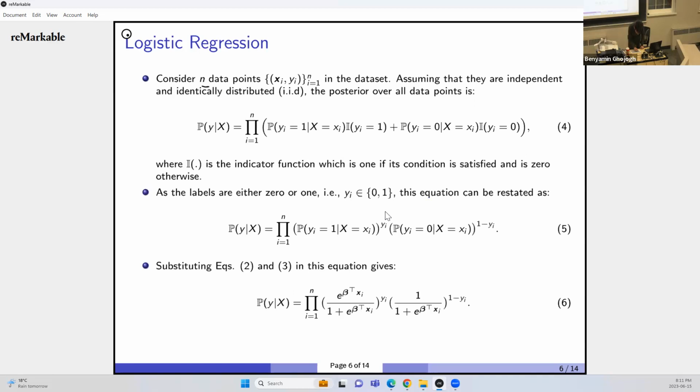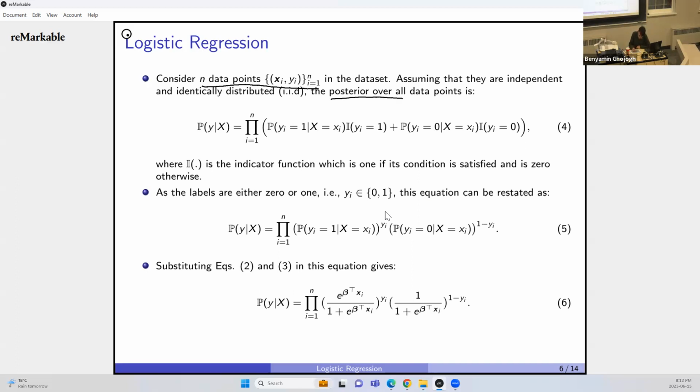Consider n data points, xi, and their labels yi. The labels are discrete, right? These are the target labels. Assuming that they are independent and identically distributed, so they are IID, then what happens?